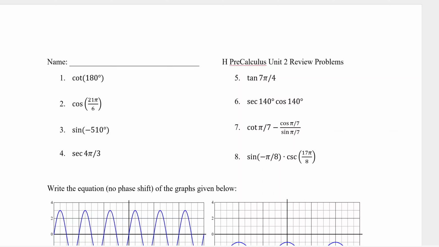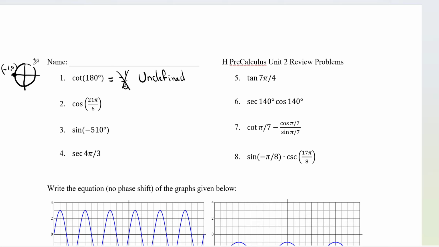to review for honors pre-calculus. So here we go. Cotangent of 180. If you're thinking about your unit circle, 180 will be right here. And so that's the point -1, 0. And the cotangent will be the cosine over the sine, so the x over the y, and therefore we will have -1 over 0, which we cannot have. This is undefined.